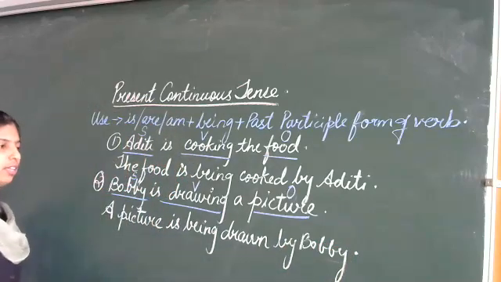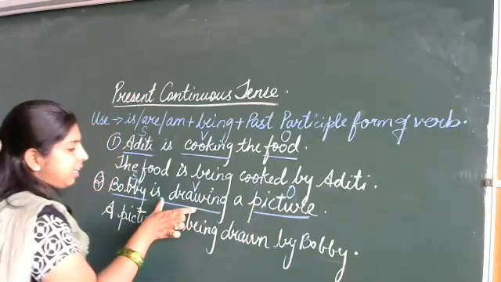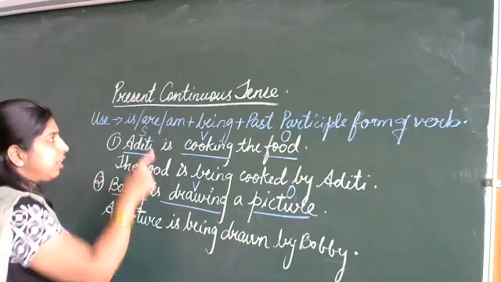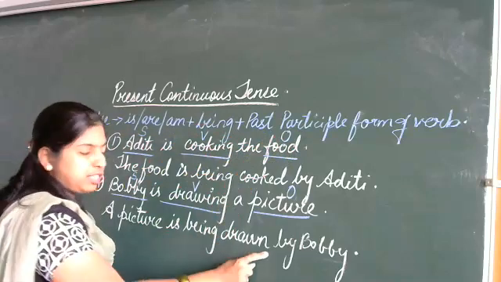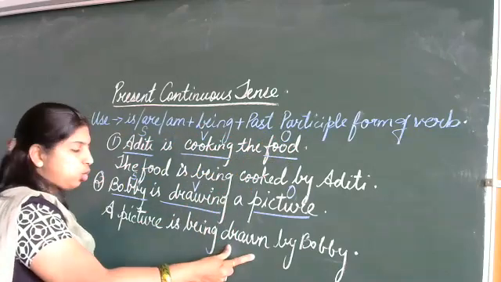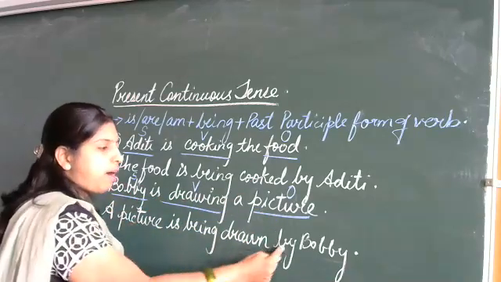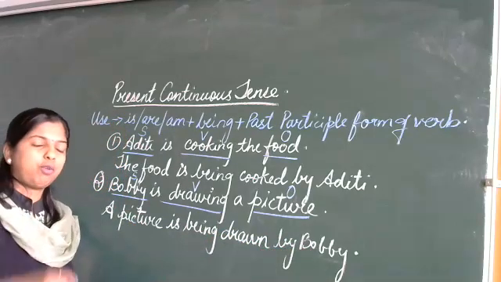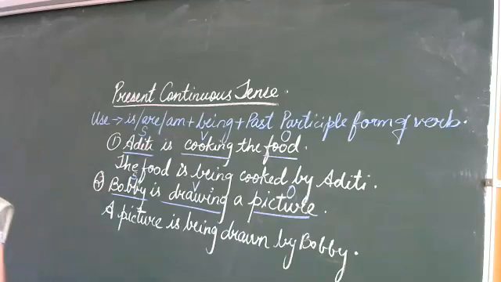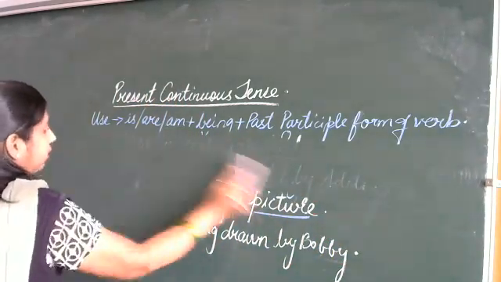See now what change we have made. Picture came first here. Bobby went last. And the verb remained the same, but we have made changes here. We have used is plus being plus the past participle. Drawn. Drawing changed to drawn. So Bobby is drawing a picture. A picture is being drawn by Bobby. Yes? Are you all following what changes we made? We will go to one more example. You will follow it properly.